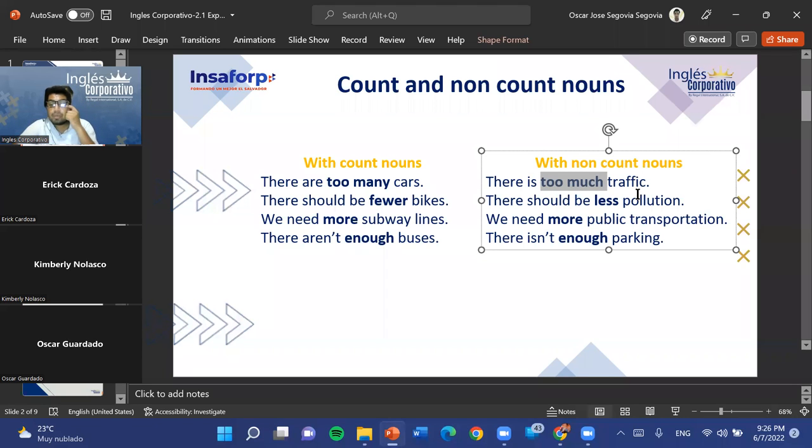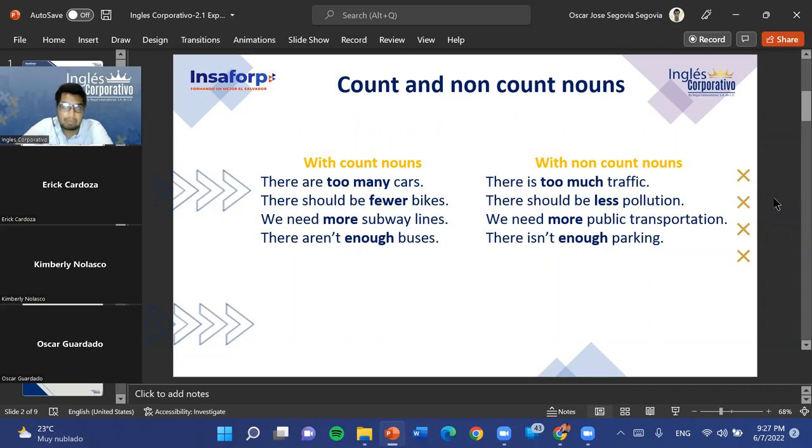Y traffic, bueno, pues es uno de los nombres que por lo general, ¿verdad?, se utilizan para referirnos a una situación que puede ser abstracta. Entonces, traffic, ¿sí?, no va a representar digamos una situación que puede ser individualizada. Es en español el mismo caso también. Digo eso o hago bastante hincapié porque hay algunos nombres, algunas palabras que se utilizan de forma distinta, ¿verdad?, en nuestro idioma, pero traffic es igual.